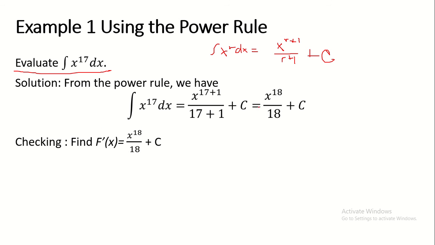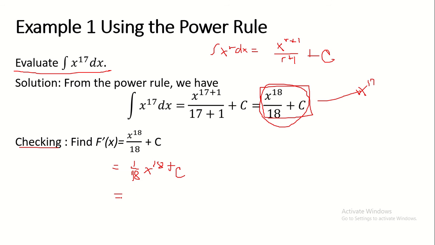Okay? So, ibig sabihin, ito ay antiderivative. This is antiderivative of x raised to 17. Bakit siya antiderivative? Bakit itong function na to ay antiderivative ng x raised to 17? Kasi kapag dinifferentiate natin or kinuha natin yung derivative nito, ang lalabas ay x raised to 17. So, let's have. So, i-check natin kung tama. Checking is to find capital F prime of x is equal to x raised to 18 over 18 plus c. So, that will be equal to, so pwede natin siyang isulat as 1 over 18 times x raised to 18 plus c.